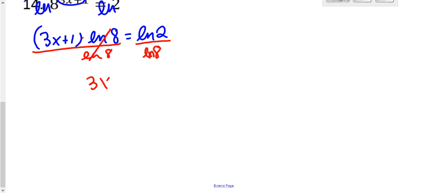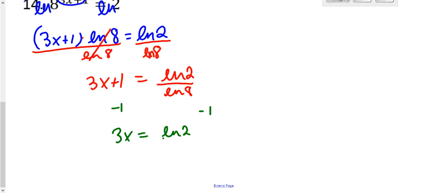On the other side, I'm just going to wait till the end to put everything in my calculator. So we have 3x plus 1. You can go ahead and do the ln of 2 divided by the ln of 8 in your calculator if you want. I waited till the end, so I just left this as ln of 2 over the ln of 8. The next thing to do is subtract 1. So 3x equals the ln of 2 divided by the ln of 8 minus 1. And then we have to divide both sides by 3 to get rid of that.